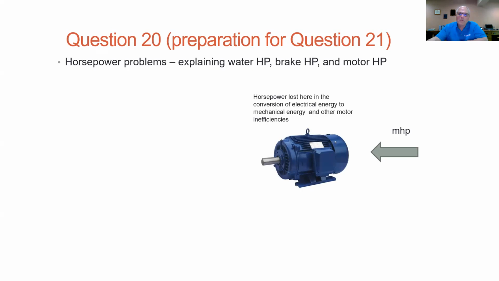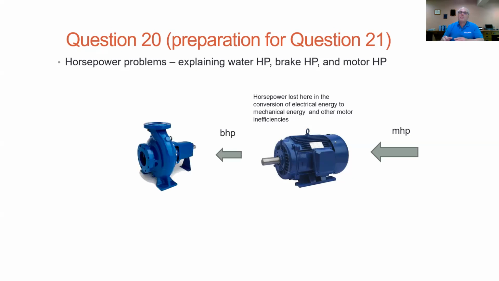Horsepower is lost here because of the conversion of electrical energy to mechanical energy and other motor inefficiencies. So now the energy that comes out of the motor is only a fraction, a pretty good fraction, but only a fraction of the motor horsepower put in. Coming out, it becomes brake horsepower. It's going to be fed into the pump, and now the pump itself is going to be inefficient. So some of that horsepower going into the pump, which has already been diminished coming out of the motor, is now going to be diminished further. It's going to become water horsepower. This is horsepower lost at the pump because of slippage and friction and whatever.